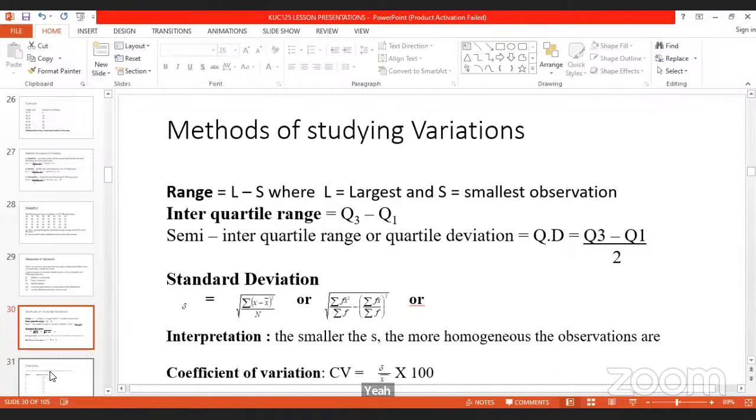Now, how do we get back? We understand the variation. If we square the deviation, that gives us what we call the variance. The standard deviation is the positive square root of variance.